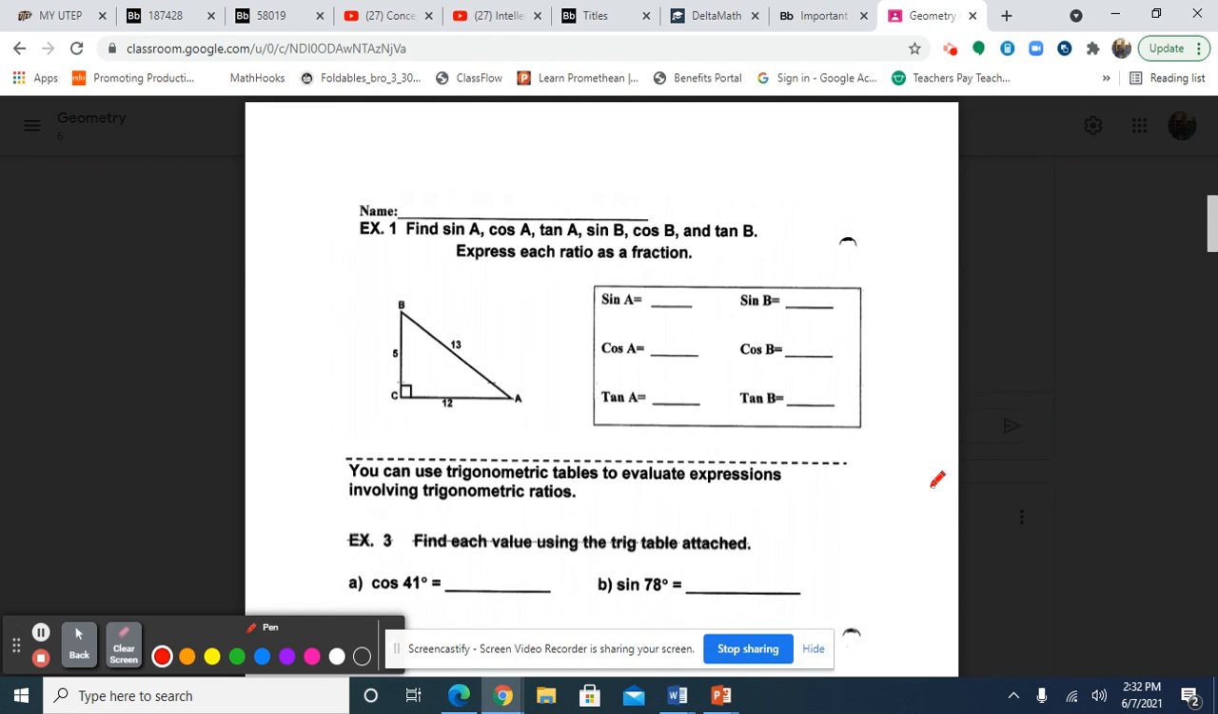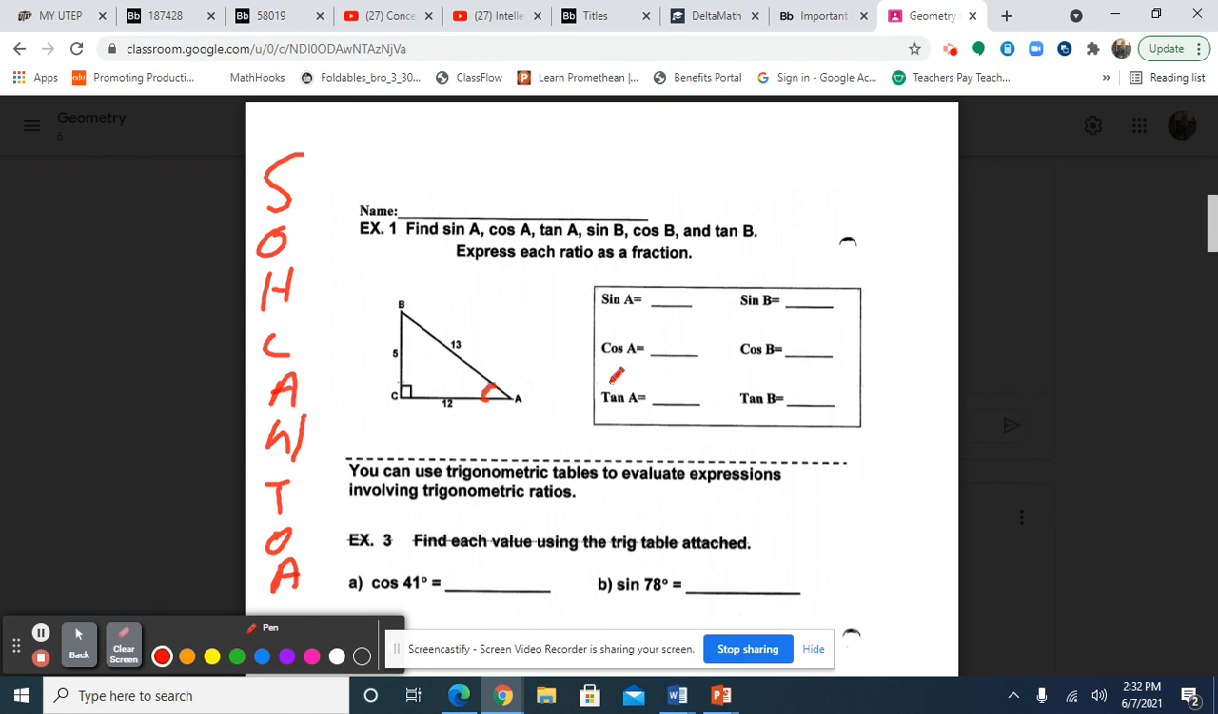Now for our ratios, we need to remember SOHCAHTOA. So remember the acronym SOHCAHTOA tells us that sine is opposite over hypotenuse, cosine is adjacent over hypotenuse, tangent is opposite over adjacent.